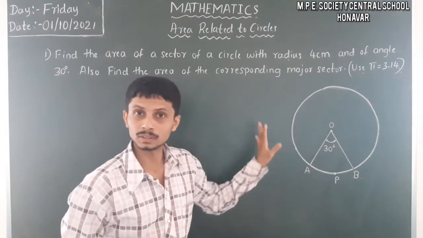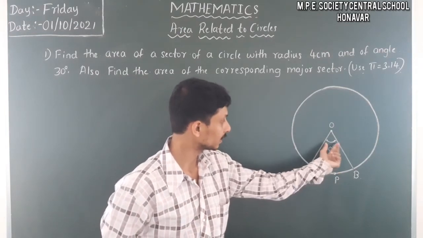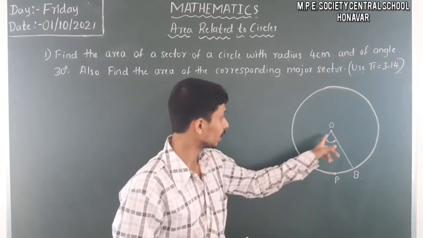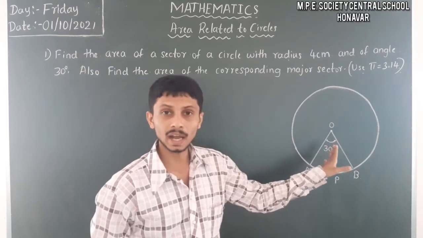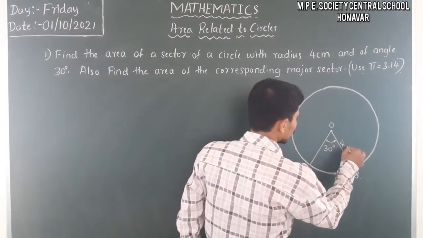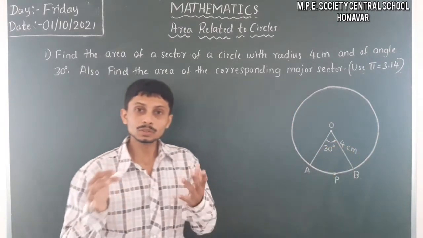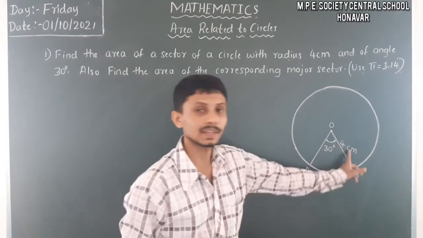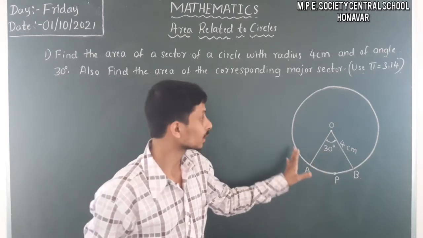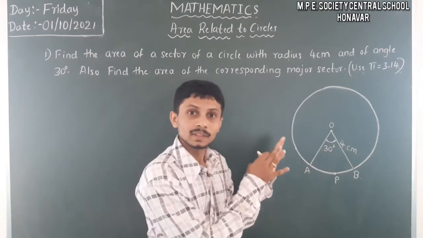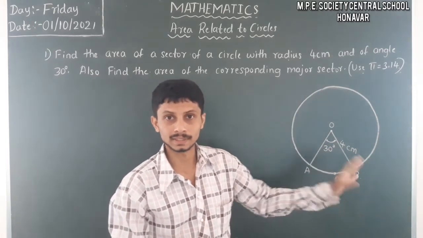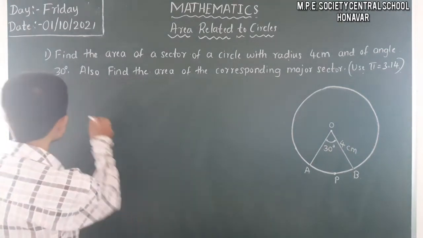So the circle is common, and there is a sector, and it is given that it makes an angle of 30 degrees. That means between the two radii and the center we have a 30 degree angle, and it is given that the radius is 4 cm. Using the formula we have to find the area of the minor sector first, then find the area of the corresponding major sector by subtracting the minor sector from the complete area of the circle. Yes, let's move on to the solution.